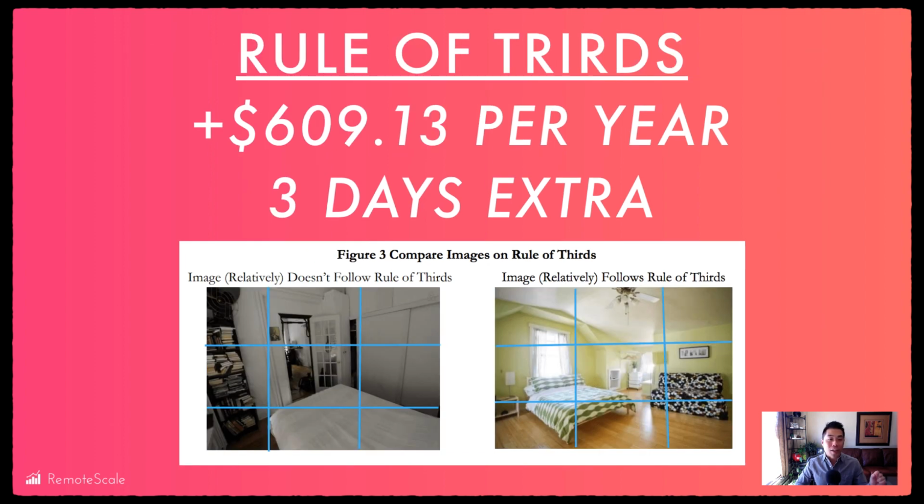The next one is the rule of thirds. This one also had a huge influence on making a better image. With that, there was $609.13 per year added, and 3 extra days of Airbnb bookings. So that was another influential factor: the rule of thirds.